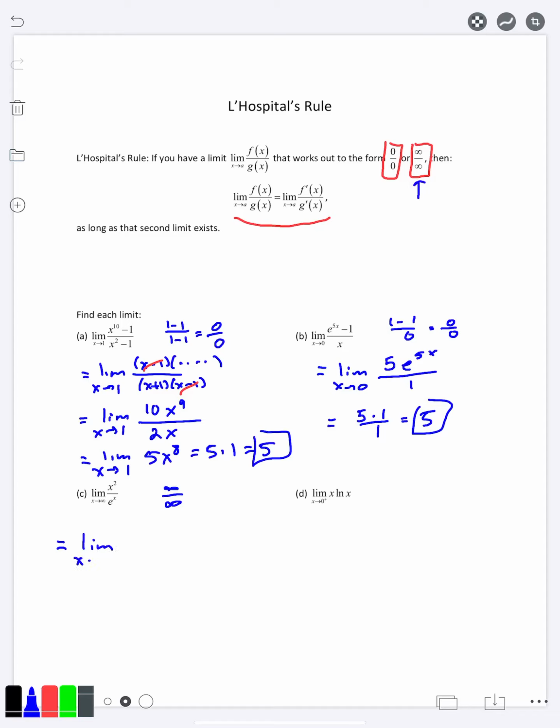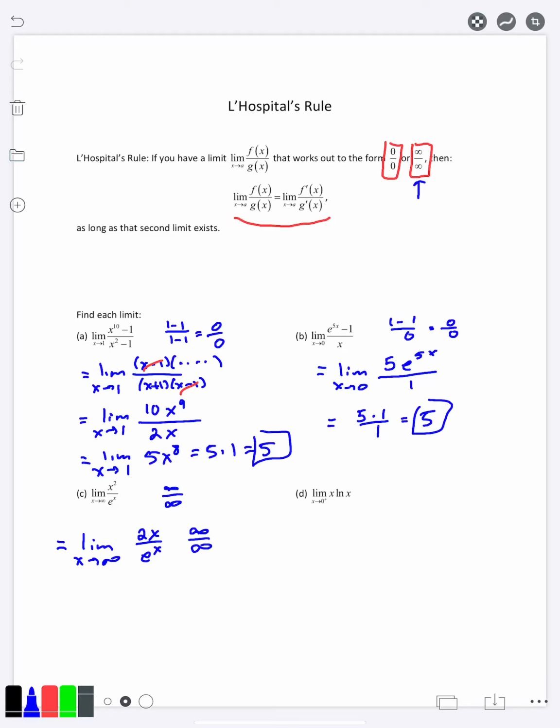So that means we can go ahead and apply it here. And we say, okay, what's the derivative of the top? Well, the derivative of x squared is 2x. What's the derivative of e to the x? Well, e to the x. And this is going to be now a simpler limit to deal with. Of course, if I go to infinity here, I'm actually still going to have infinity over infinity.